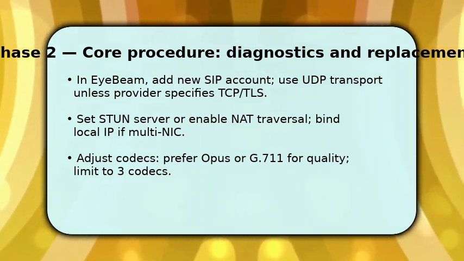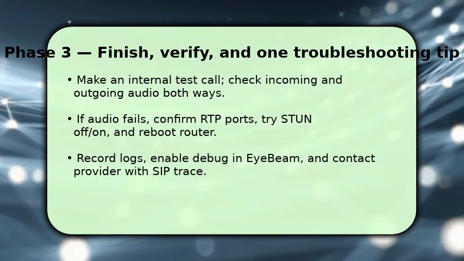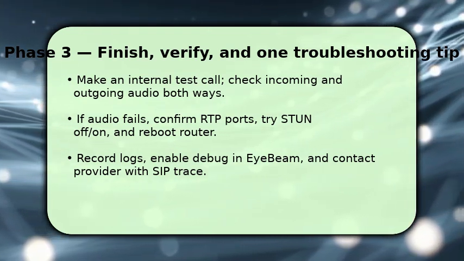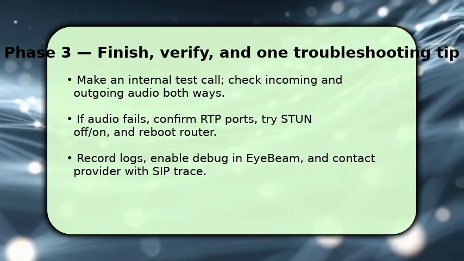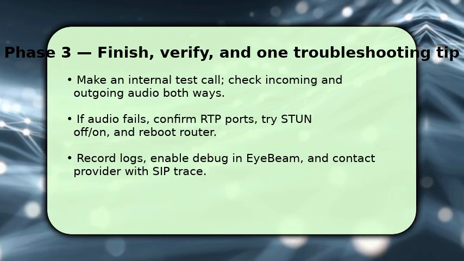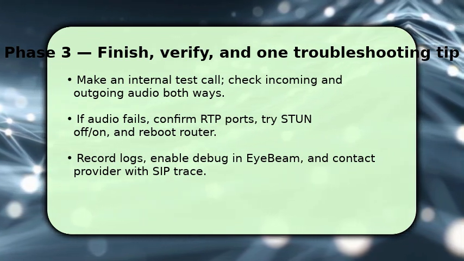You finish by performing targeted tests and a single key troubleshooting step. Place an internal test call to a known working extension. Verify both send and receive audio. If audio is missing or calls drop, immediately recheck RTP port forwarding and toggle STUN.